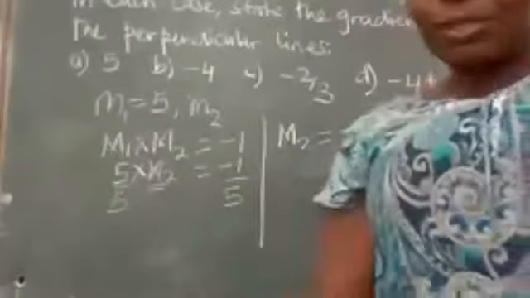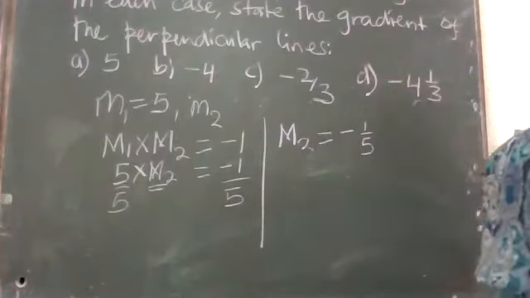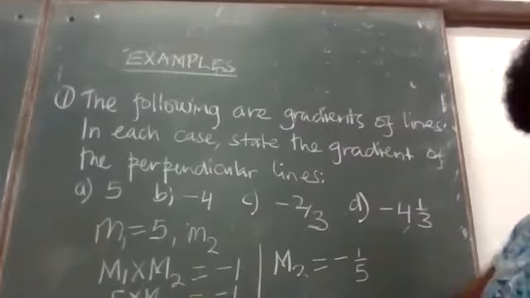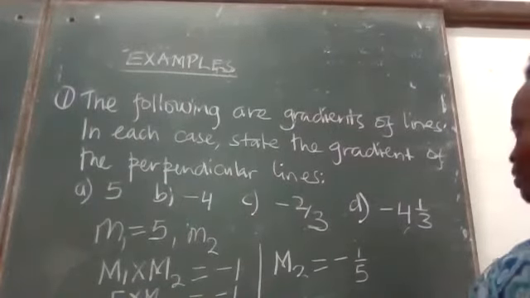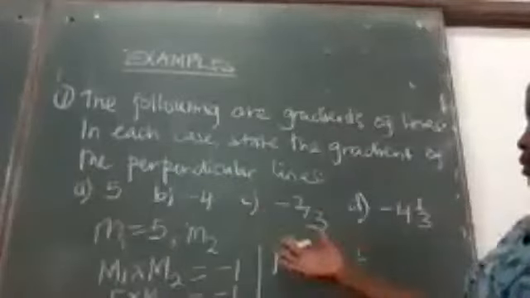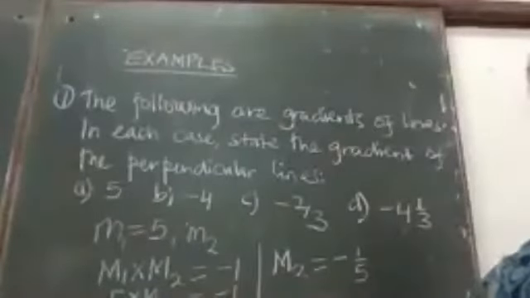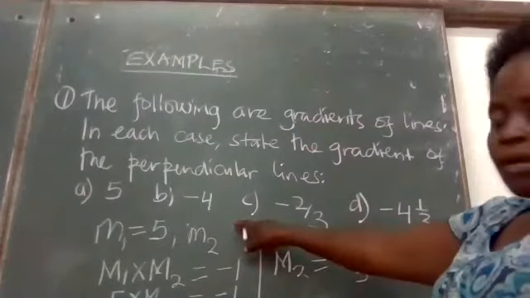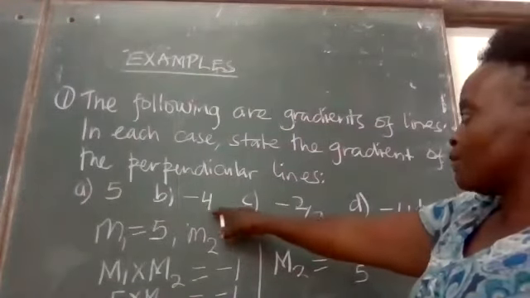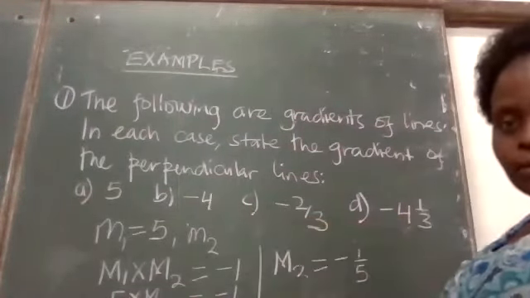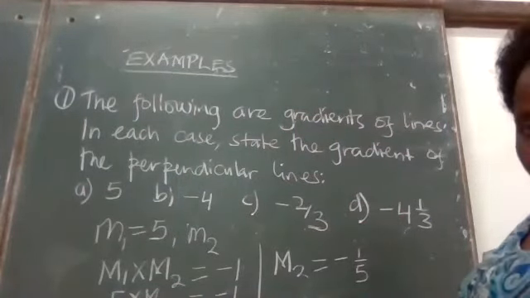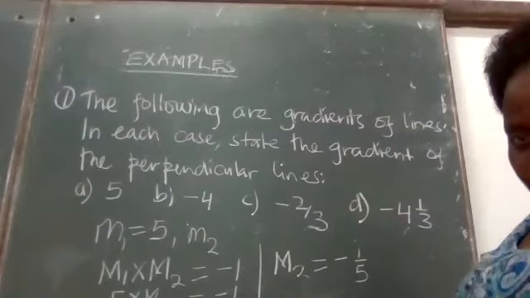Any other question about finding the gradient of the perpendicular lines? So can we try part B? You first do part B. We have -4 here. Let us find the gradient of the perpendicular line. Yes, I give you 1 minute.